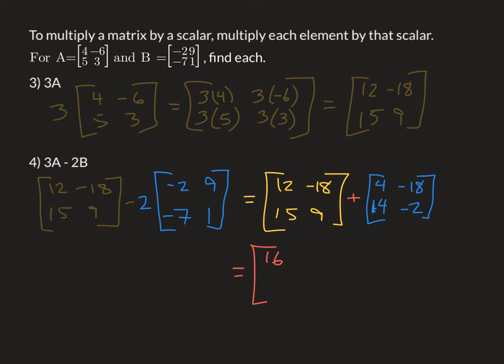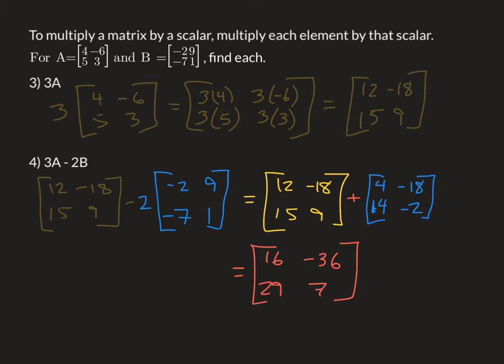And then we can actually do the addition now. 12 plus 4 makes 16. -18 plus -18 is -36. 15 plus 14 is 29. And 9 plus -2 is 7. And so that is the matrix when we do 3 times A minus 2 times B, to name those matrices.